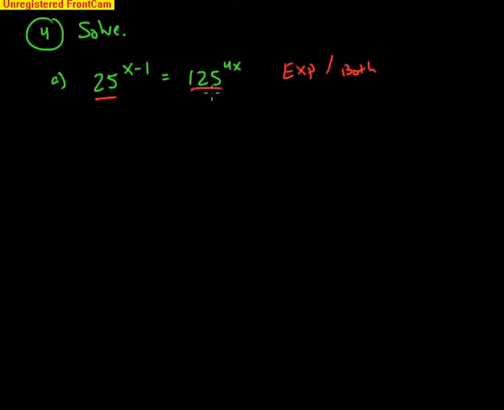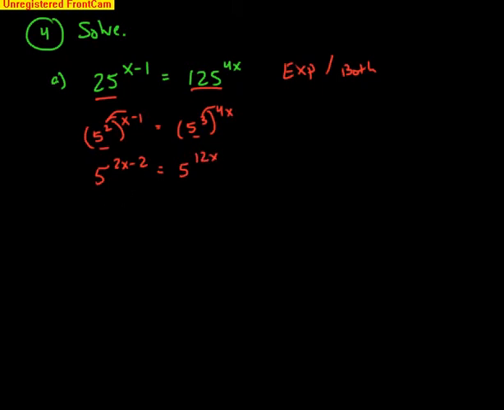We need to make 25 and 125 become the same number. Well, we can, because 25 is 5 squared, and 125 is 5 cubed. And there's our same number, 5 and 5. Now, I don't want these parentheses, so I'm going to use the power of a power rule, and I'm going to multiply the 2 times the x minus 1 and the 3 and the 4x. So I get 5 to the 2x minus 2 power equals 5 to the 12x.